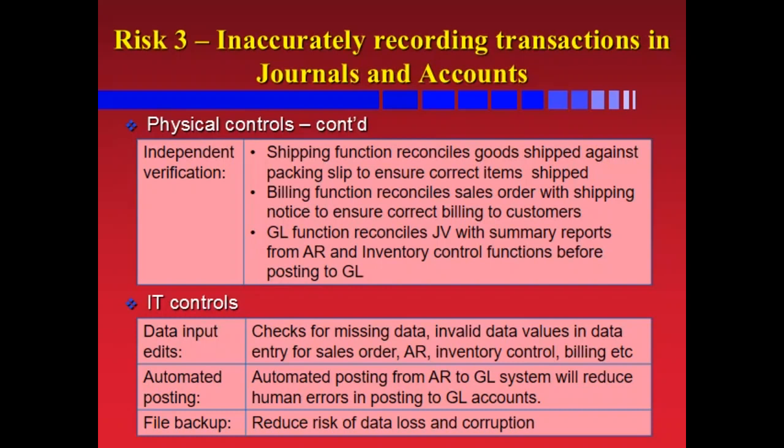Automated posting from the AR to the GL will not be new to you. You will personally see how this is done when you post your invoices in the Sage AR system. And by eliminating the human element from such accounting activity, the potential for errors and opportunity for fraud are significantly reduced. Finally, file backup is an important IT control in ensuring the integrity of digital accounting records. Any data loss, destruction, or corruption can be recovered with proper file backup procedures at regular intervals.